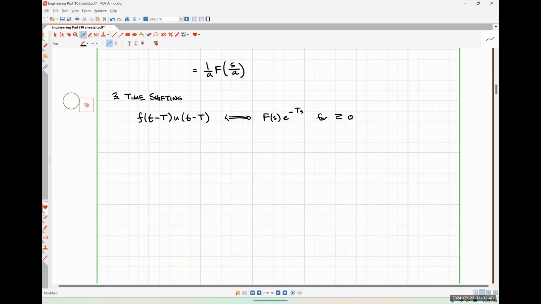And again, the reason why we're putting the constraint on this for capital T to be greater than or equal to 0 is to make sure that we are just shifting stuff to the right so that we always have causal signals and responses and all of that kind of stuff. If we allow this capital T to be negative, that means that our stuff would be time shifted to the left, starting before t is equal to 0, which is outside of the bounds of our integral. So we can't let that happen.